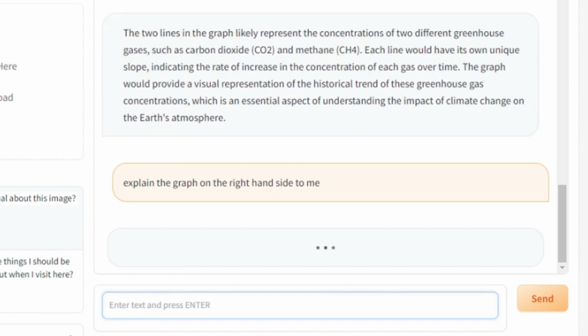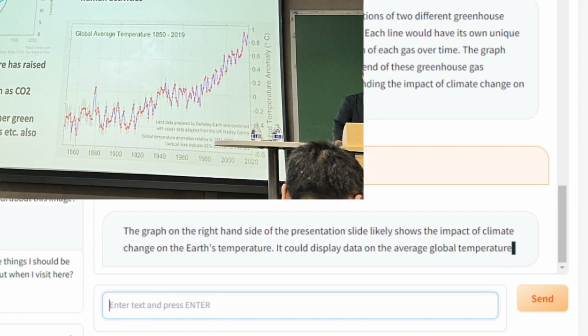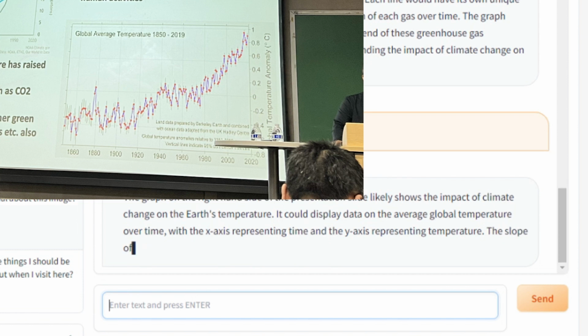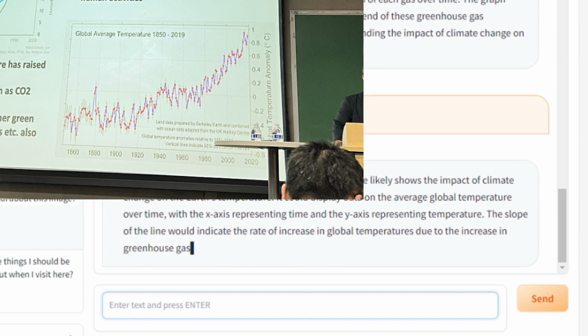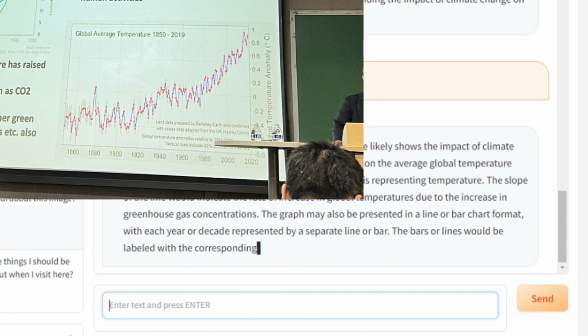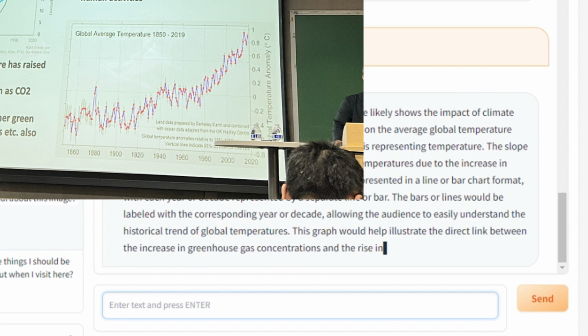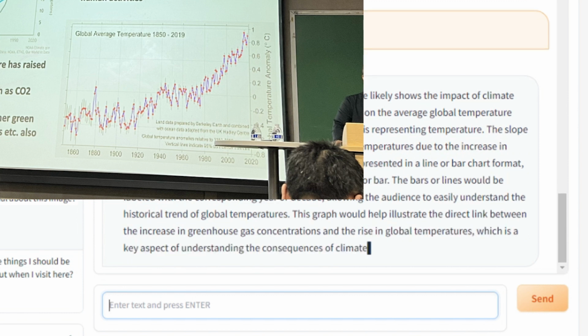Again, it got it correctly and answered, "The graph on the right shows the impact of climate change on the Earth's temperature, with the x-axis representing time and the y-axis representing temperature." It also interpreted the data correctly that the slope of the line indicates the rate of increase in global temperature, and inferred this is due to the increase in greenhouse gas concentrations.